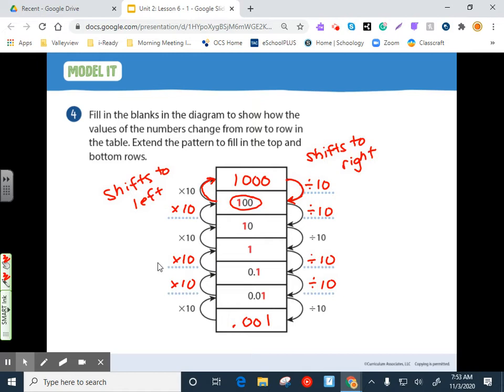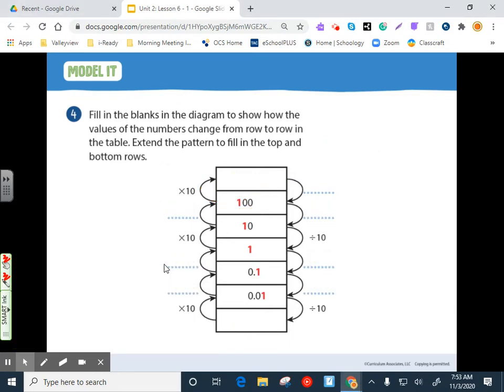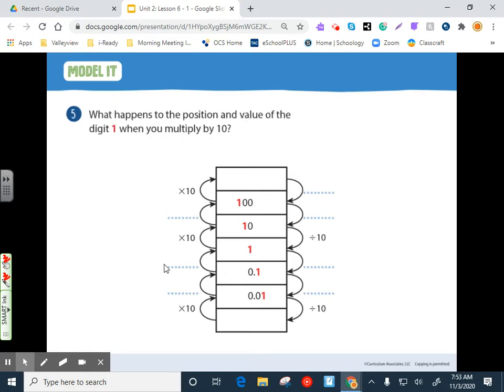Okay, and the reason we're learning this is because it explains and makes it easier for us to do this multiplication in our head. We're working on some mental math techniques with learning this relationship. All right, let's move on to 5. That's how it happened there.